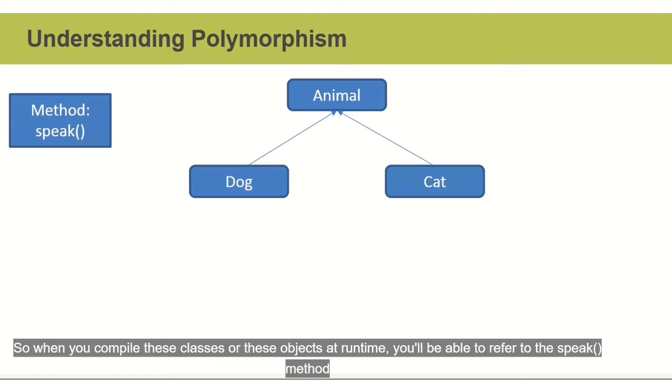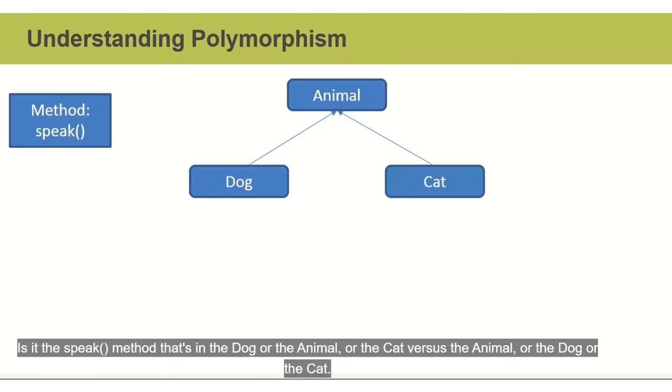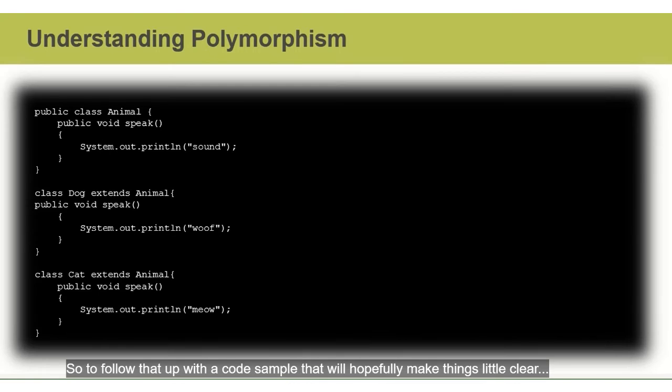So when you compile these classes or these objects, at runtime you'll be able to refer to the speak method, and the language would figure out exactly what specific speak method you're referring to. Is it the speak method that's in the dog or the animal, or the cat versus the animal, or the dog or the cat?